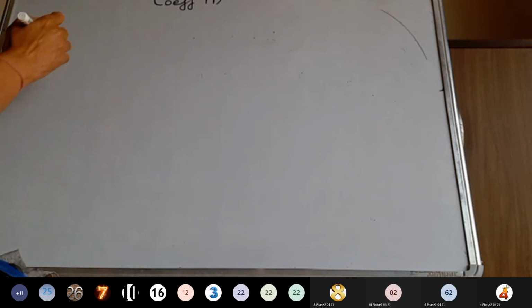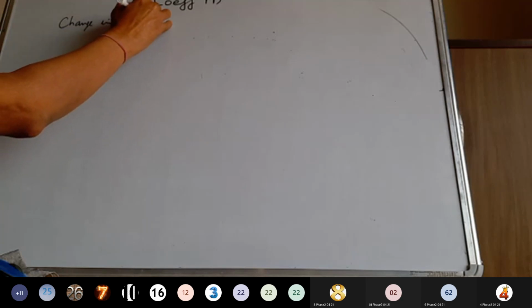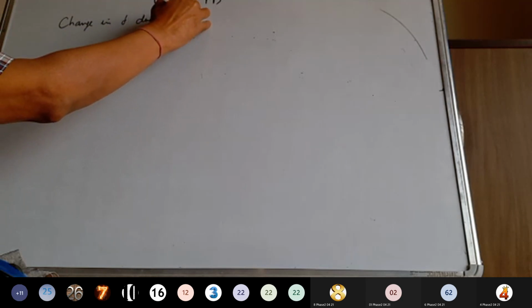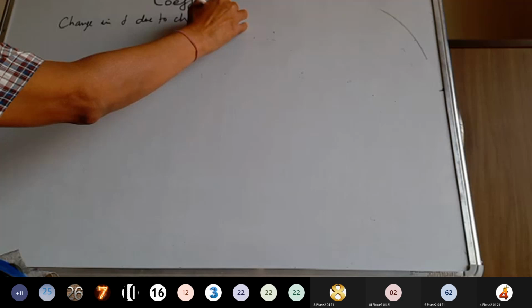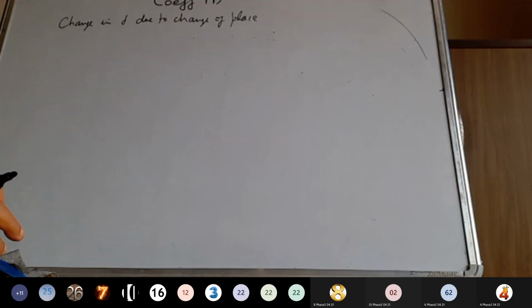Now the next thing we'll see is the change in deviation due to change of place. What if we change the place? When we talk about the change of place, we are basically talking about the change of latitude.